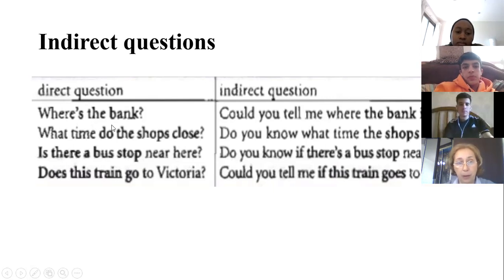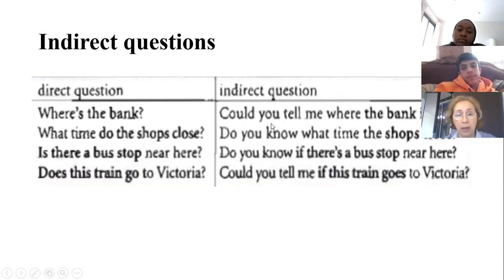So the first line here is a direct question. Where's the bank? Bank is the noun, is the verb. This is the inverted order of words just to make a question. But if we use a complex sentence, and we start the question with, could you tell me, we change the order of words in the rest part of the sentence. Could you tell me where the bank is? We move is to the place after the noun, where the bank is.